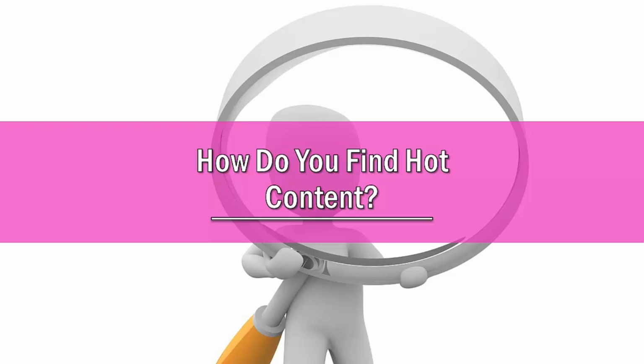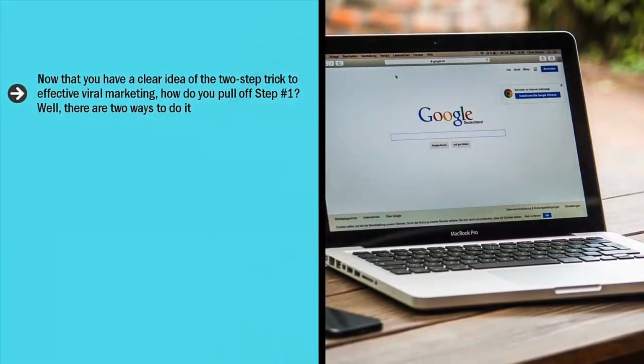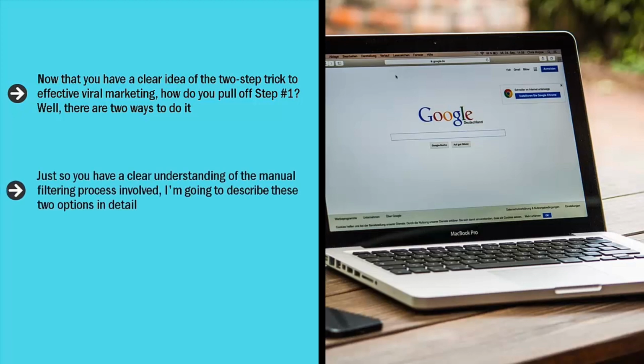How do you find hot content? Now that you have a clear idea of the two-step trick to effective viral marketing, how do you pull off step number 1? Well, there are 2 ways to do it. You can take the hard way or you can take the shortcut. Just so you have a clear understanding of the manual filtering process involved, I'm going to describe these 2 options in detail. First, you can try to do things manually.